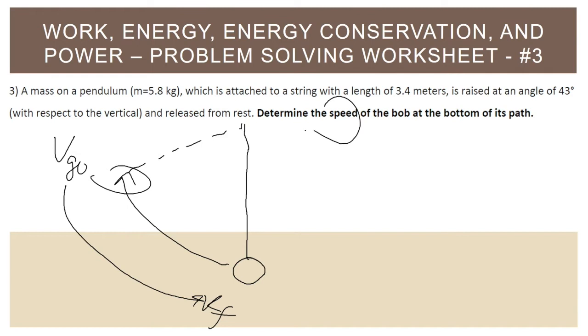Now, it shouldn't be that surprising that they're asking us for the speed at the bottom, and it shouldn't be much of a mystery how we're going to do that, because the kinetic energy equation is kinetic energy equals 1/2 mv squared, piece of cake. The complication of this problem comes in because they tell us the angle to which the pendulum is raised and the length of the string. And according to the gravitational potential energy equation, we need to determine the height. So we've got a problem.